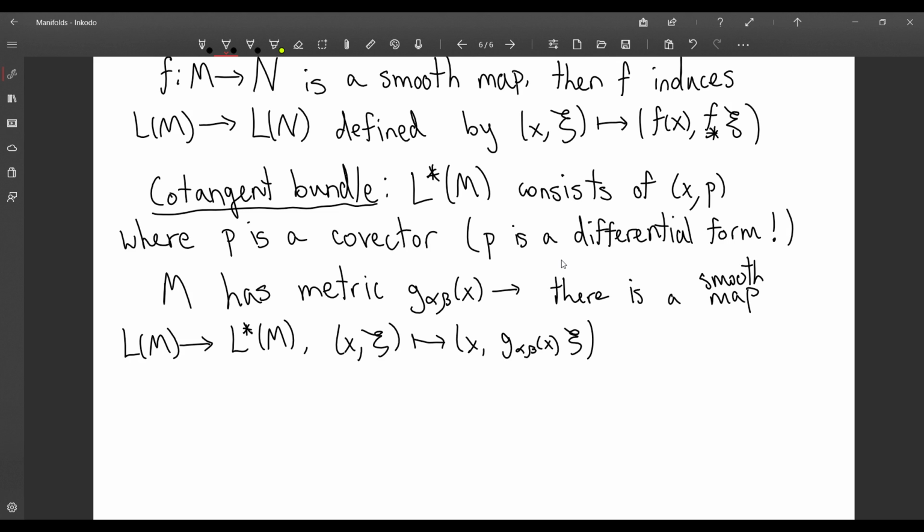Because essentially the metric is a function which acts on two vectors, right? So if we act on one vector, then this is going to define a function which acts on one vector, and that is a covector, right?